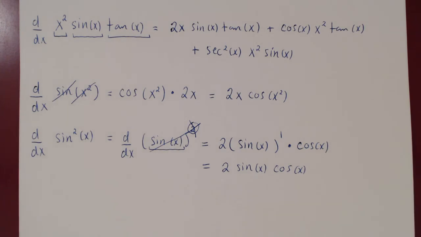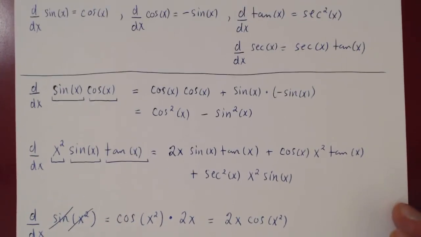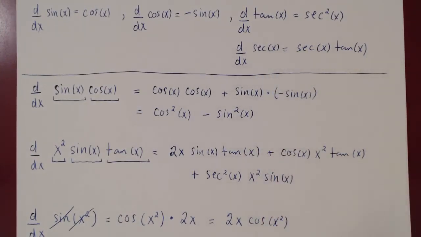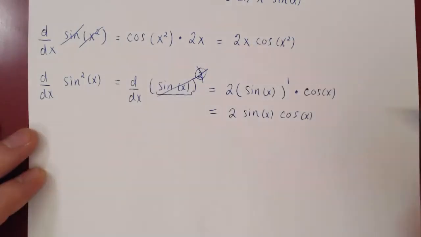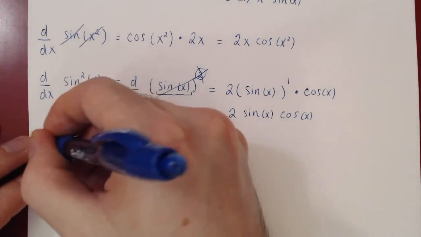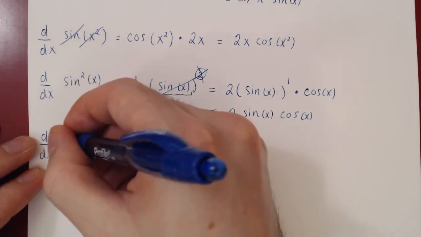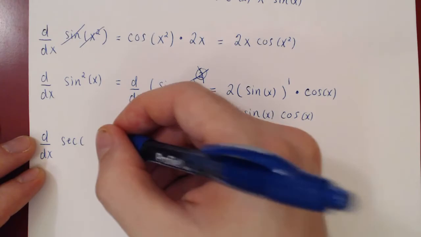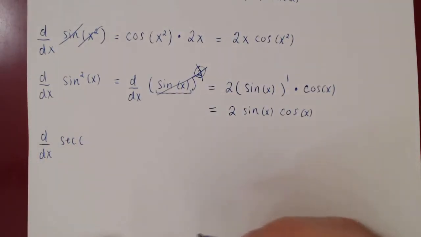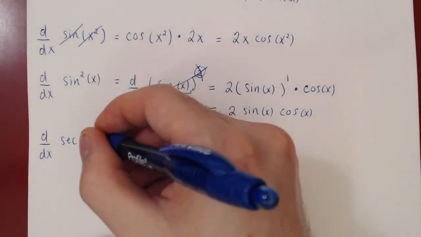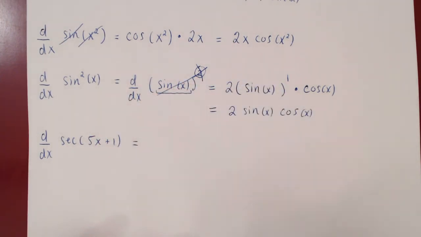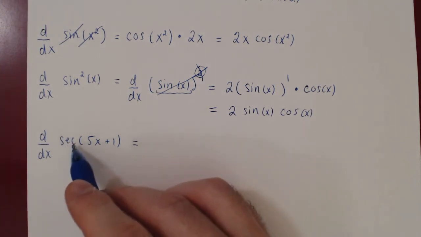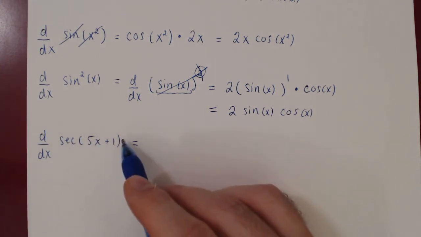Let's do a couple more examples. Let's do one with, say, secant. Let's just differentiate secant of something, and let's take, say, 5x plus 1. Once again, here we have a composition, right? If you read this out loud, this is secant of 5x plus 1.